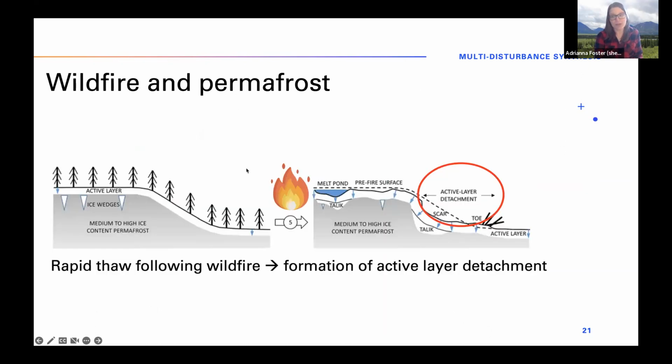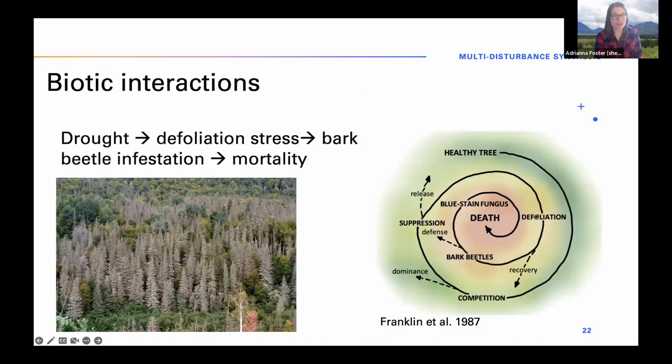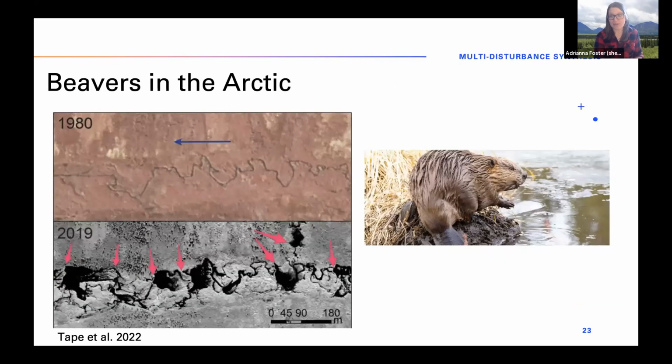But just so, for example, wildfire can have an enhancing effect on cryogenic landslides. So rapid thaw following a fire can lead to the formation of an active layer detachment here. Biotic disturbances and drought can also interact. So drought can stress trees, leaving them vulnerable to defoliation, which can then make them more vulnerable to bark beetle infestation. And then beaver dams trap water on the landscape, turning streams into connected ponds. They widen riparian zones and alter groundwater flow.